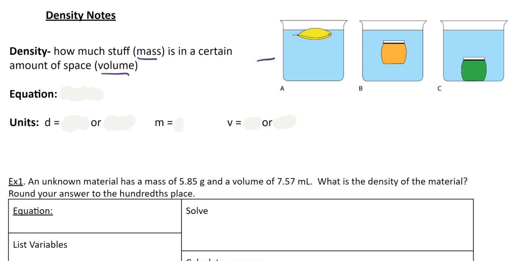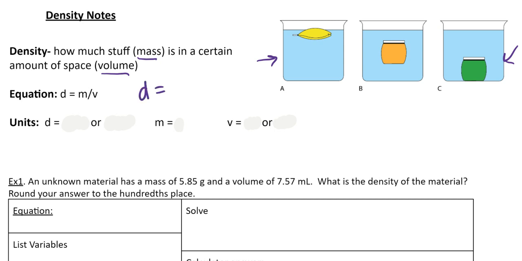One of the things is it tells us if it will float, if its density is less than water, or if it will sink, if it has a density that's higher than water. It also helps us to identify a substance, which is really important. So here's the equation that we're going to use. D equals m over v.